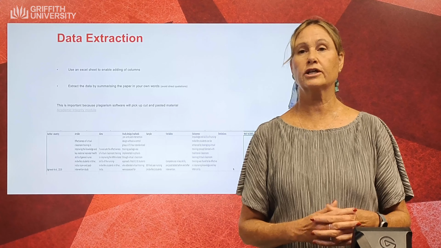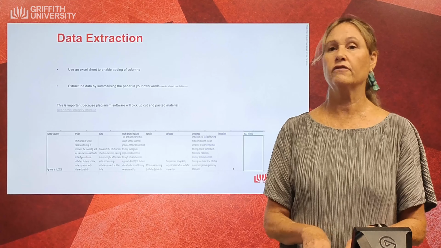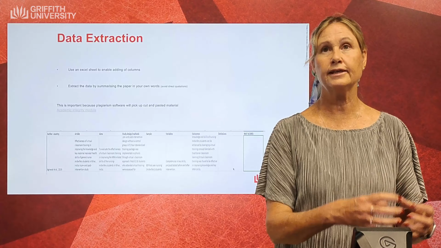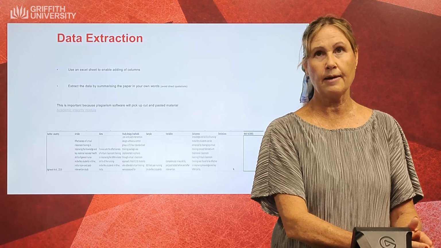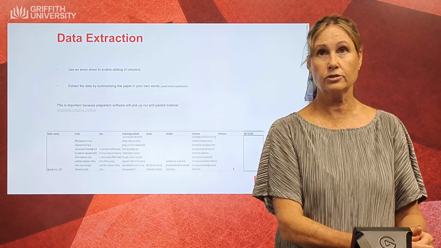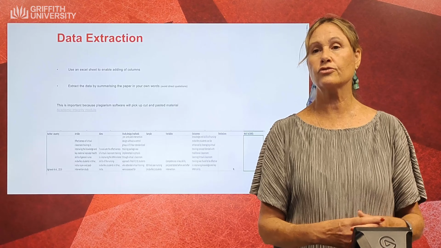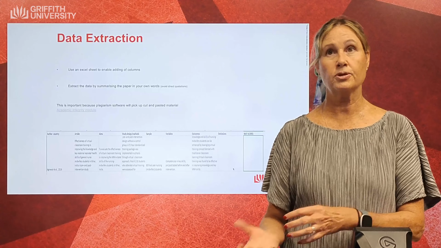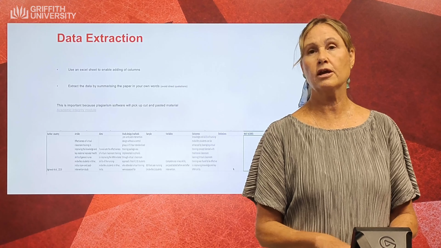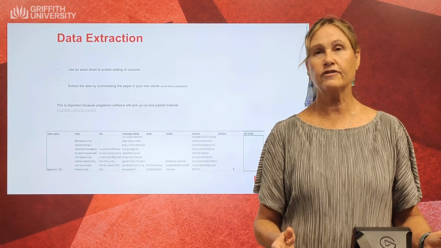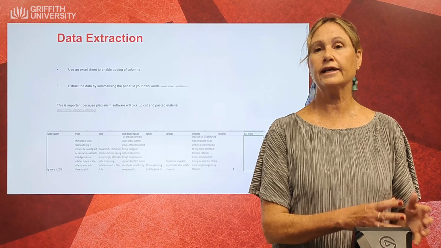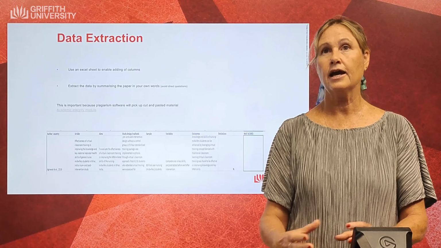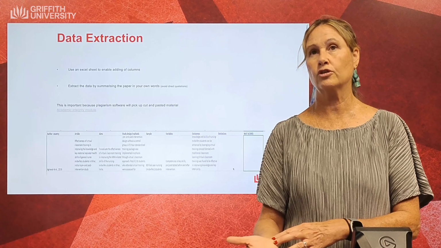The data extraction. Again, I love the use of an Excel sheet because you can add columns, but literally what you're doing is summarizing each paper you've included that met your inclusion criteria, and working through that, identifying what is important for you then to present in your results. So it doesn't need to have every aspect of this paper, but you're extracting the data, summarizing it in your own words to present and then critique and bring it together.